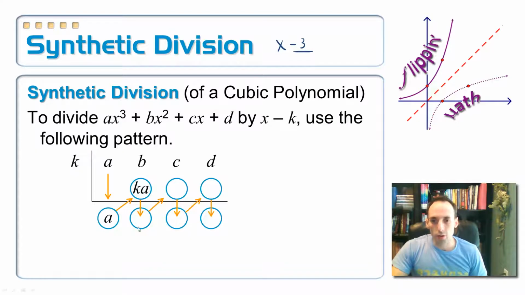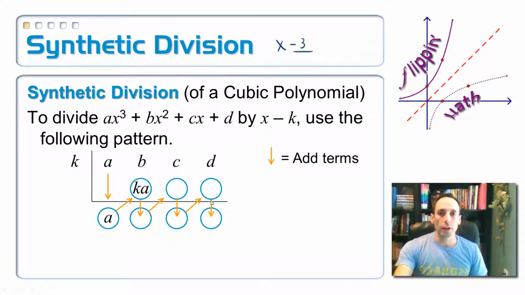Whatever I get right here, it's just going to be a number. I'm going to multiply it times k and put it underneath the c. Then I'm going to add it to the c, and that's going to go right underneath it. That number, whatever it is, I'm going to multiply it times the k, and it's going to go underneath the d. I'm going to add it to the d, and that's going to be the very last number here. The first three in there, you will see those are going to be the coefficients.